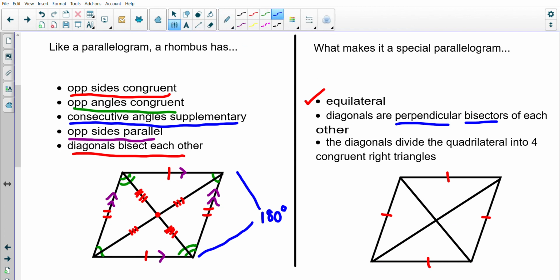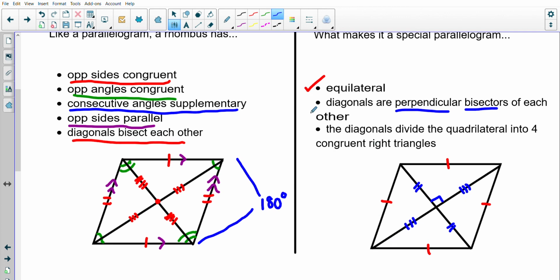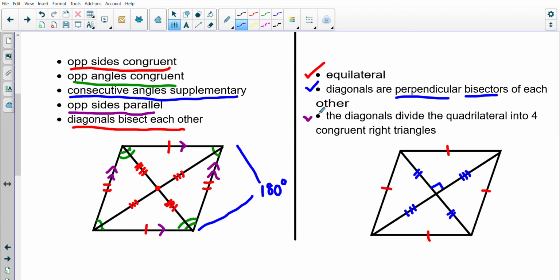Let's talk about the perpendicular part first. That means that these are 90-degree angles, so I'm going to put a box in the corner there. Bisectors meaning that these two segments have the same measure, and these two segments are going to have the same measure. Now the final thing, which is a cool thing because we're coming off of triangle congruence not too long ago, is that the diagonals divide the quadrilateral into 4 congruent triangles. So if we look at all of these, we could prove any of these triangles congruent.